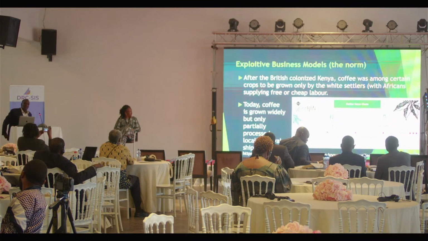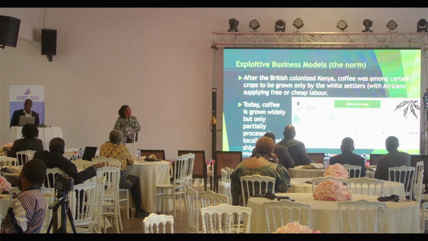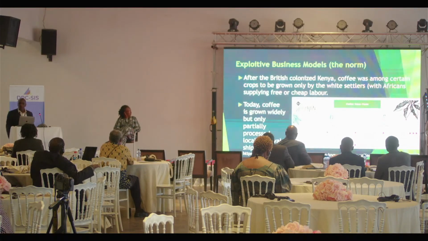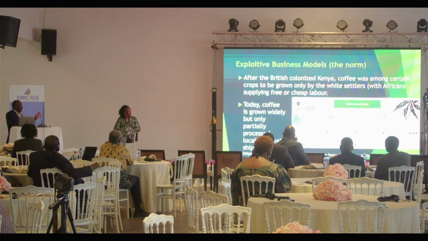This is the example of an exploitative business model. Coffee, and you can apply that to coffee, you can apply to tea. They were all businesses that were established by the colonial masters, but then after the colonial masters went away, we continued to just sustain those models. So coffee, a lot of the work is done on the ground, and then the value addition that increases the value of that coffee by more than 5 times is earned abroad.